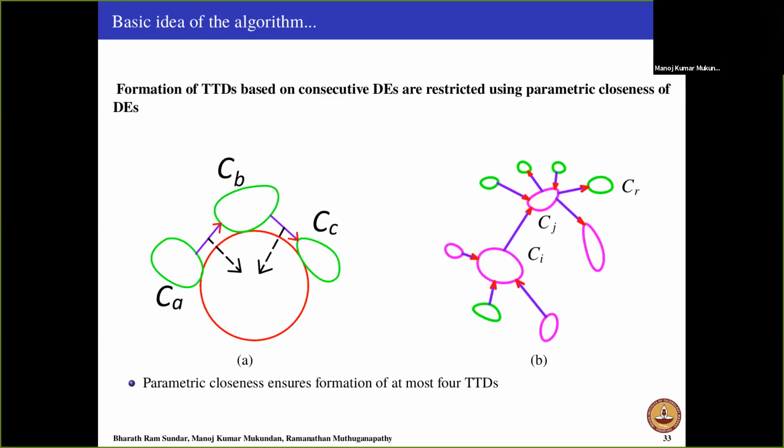However, the number of TTD formations based on consecutive DEs is restricted using parametric closeness of consecutive DEs. For parametric closeness, we can see the second figure where, on introducing DE ij, it forms TTDs with the curves which are shown in pink color. So TTD ij are between the curves CI, CJ, and CR will not be formed as DE ij and DE JR are not parametrically closest. So parametric closeness ensures formation of at most 4 TTDs on introducing a new DE.